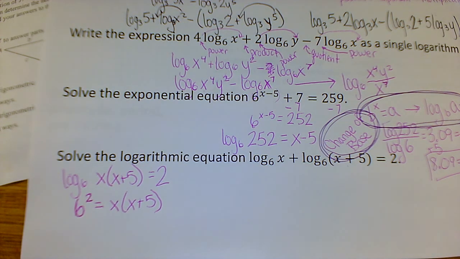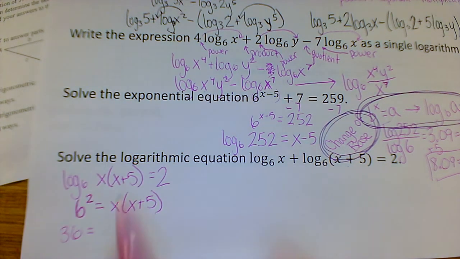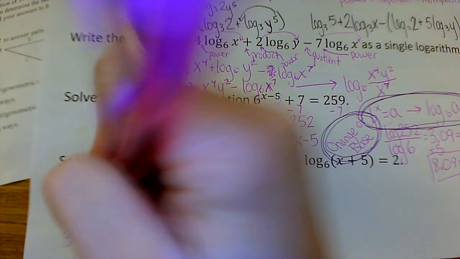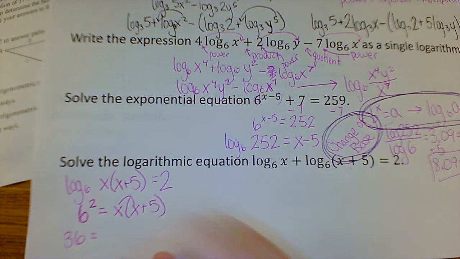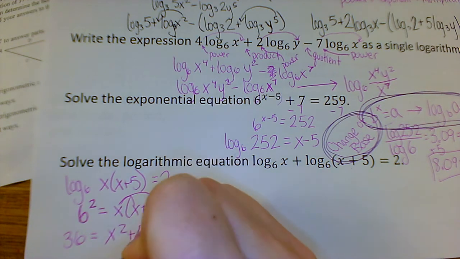Alright, I'm going to do two things in one step here. So first I'm going to do 6 squared, so I know that 6 times 6 is 36. And I'm also going to distribute this, so x times x is x squared. And I've got x times 5, so 5x.